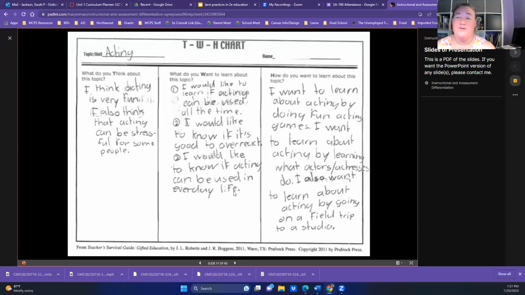So in here, the student is giving us an idea of what they already know. And we can also see what they don't know about acting and things that maybe they don't have the language for in acting.